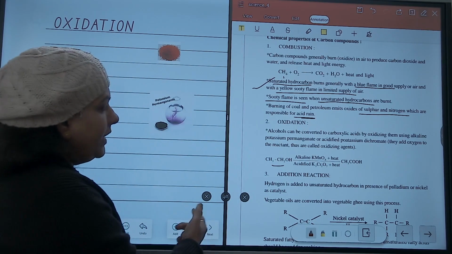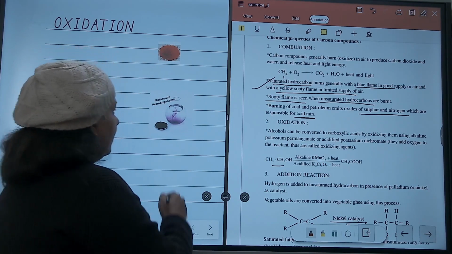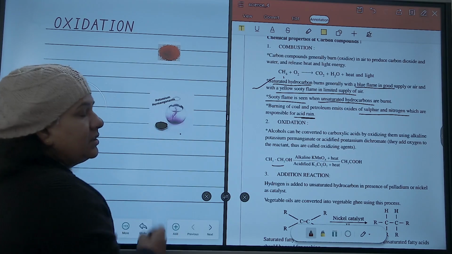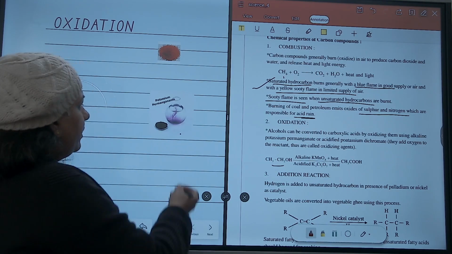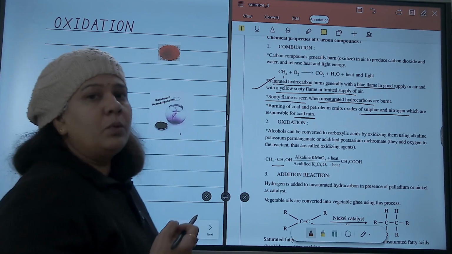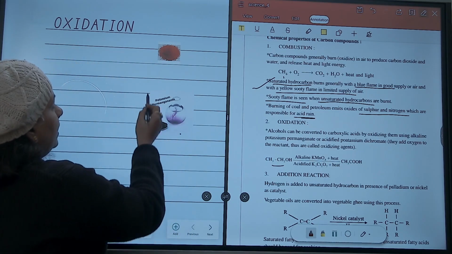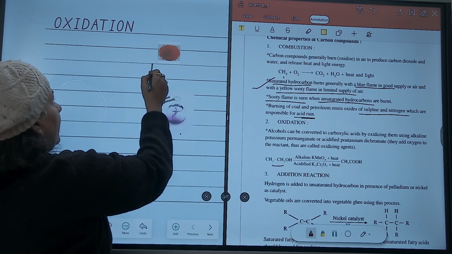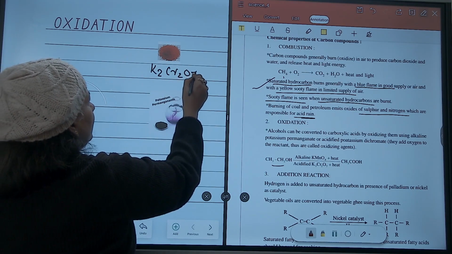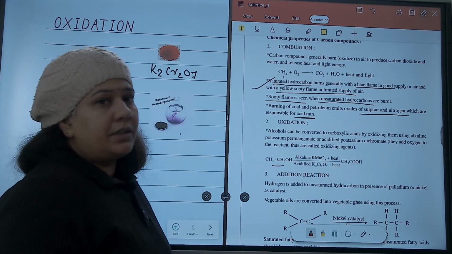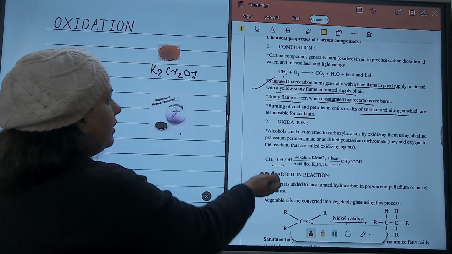There are two oxidizing agents that are mentioned in your NCERT book, that is potassium permanganate. This is a purple color crystal dissolved in water. It will give a purple to pink shade depending on the amount of water you are adding to make the solution. And another oxidizing agent is potassium dichromate, K2Cr2O7. These are orange color crystals. Again, it is dissolved in water to make the solution and used.